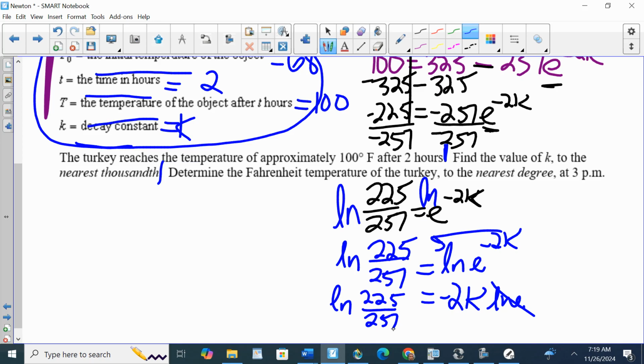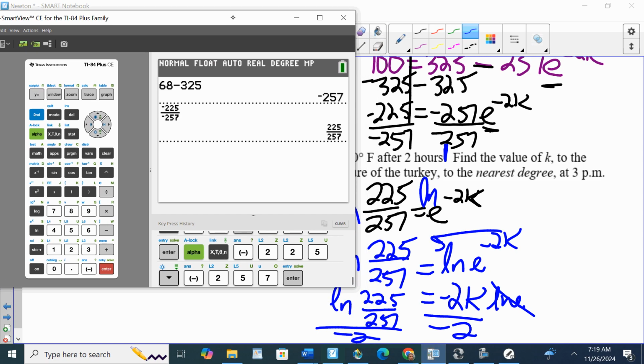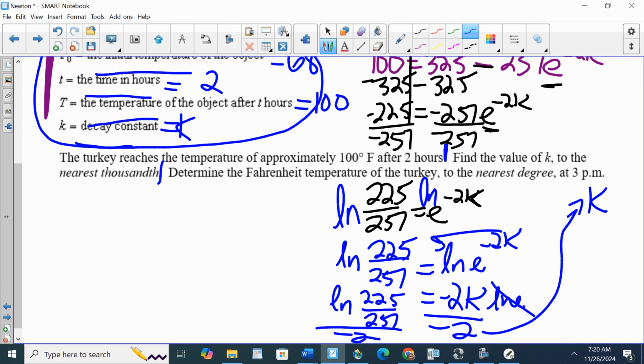Now I'm one step from the end. I divide both sides by negative 2, divide by negative 2. I go to my calculator. I've got alpha x ln, which is on the left-hand side, of 225 over 257 over negative 2. I got 0.066. So k equals 0.066. So I did all that. I found k. Great.